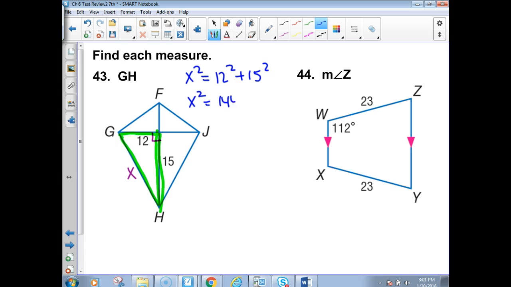12 squared is 144, 15 squared is 225. When you add them, which is probably what you typed, you get 369. Take the square root of that, and that's about how much?